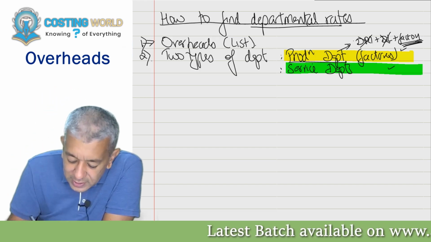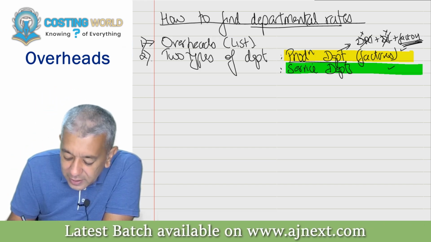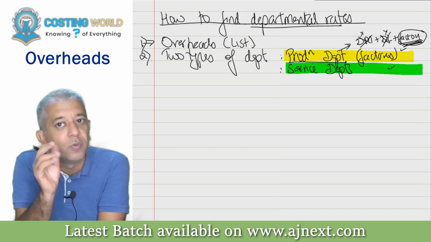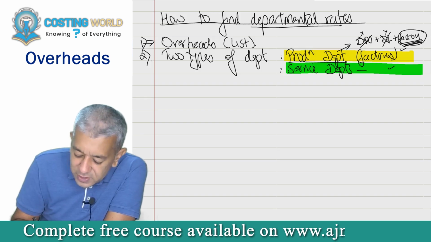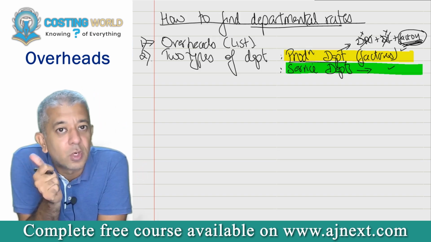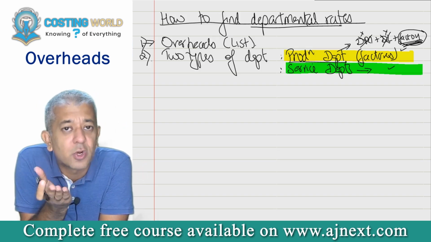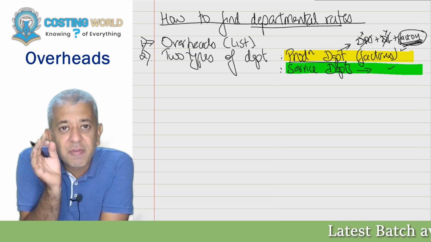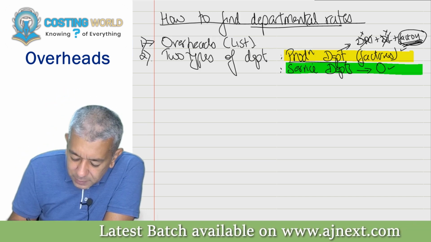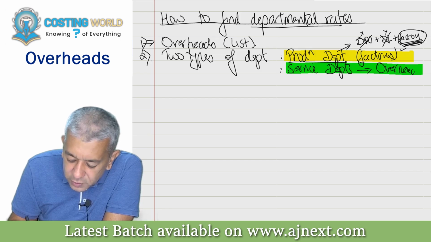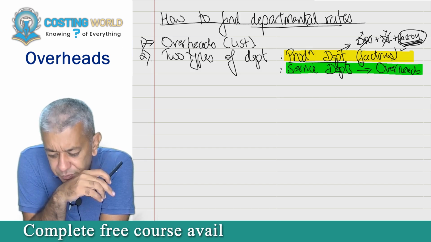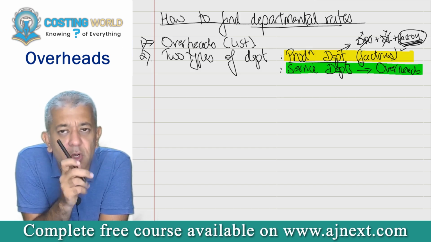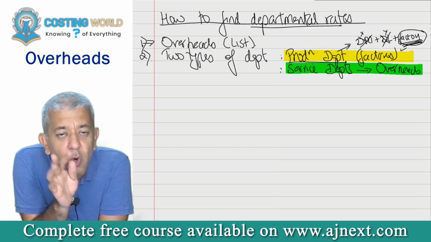So therefore, they will incur DM cost. They will incur the DL cost. Although I am only interested in the overheads part, do remember the other thing also. Service departments cannot incur DM cost, cannot incur DL cost. Why? Because they are not producing the product. Every cost of service departments is always overheads for the company. Repeat this line. Every cost of service departments is always overheads for the company.